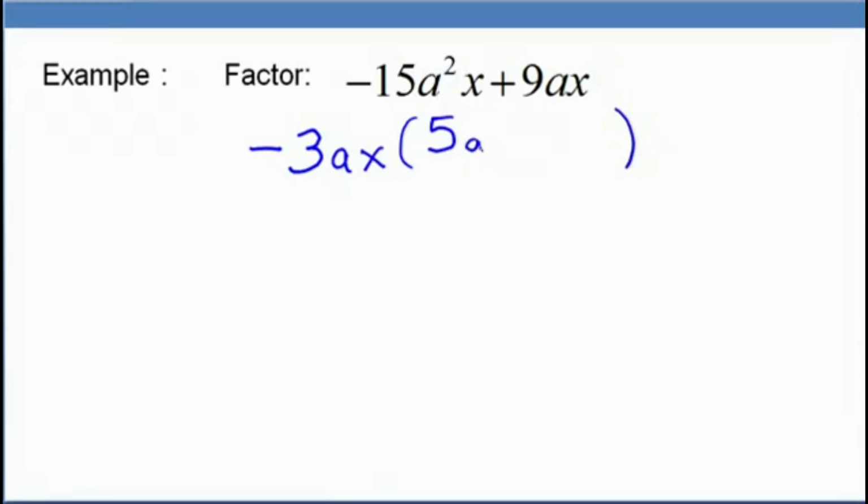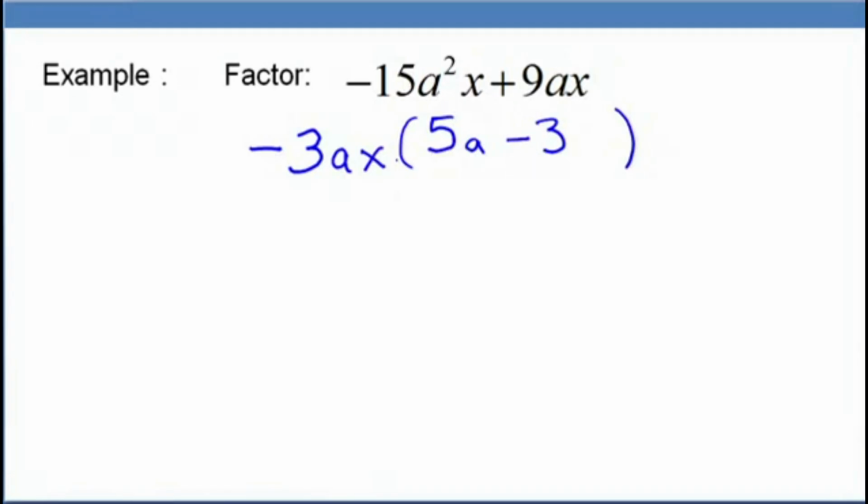You want a squared, so you need another a. And you have the x on the outside. For the next term, you have a negative 3. You want a positive 9. You would have to multiply by a negative 3. The a is good. The x is good.